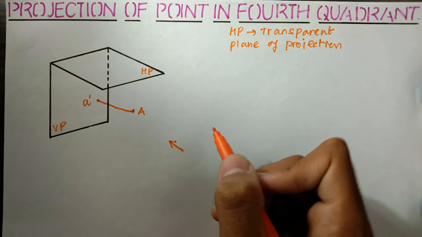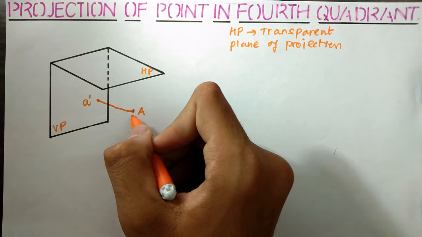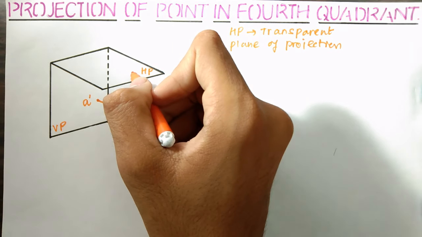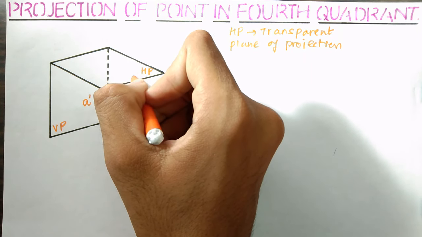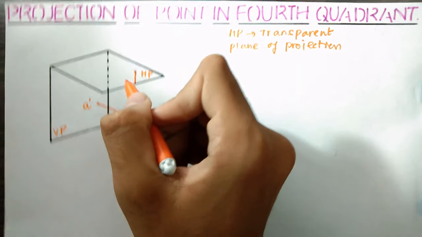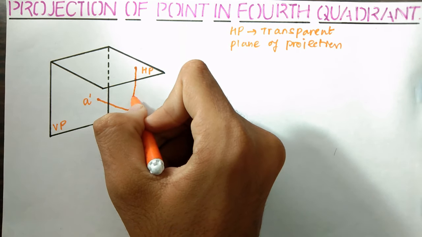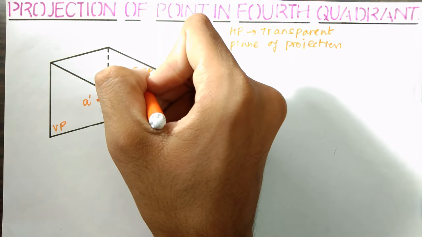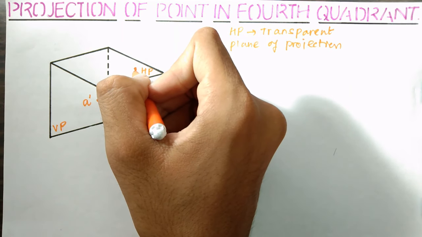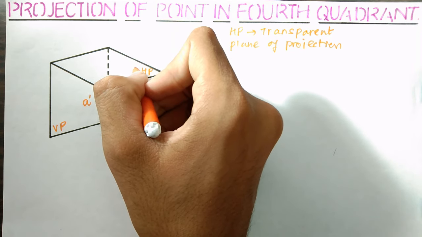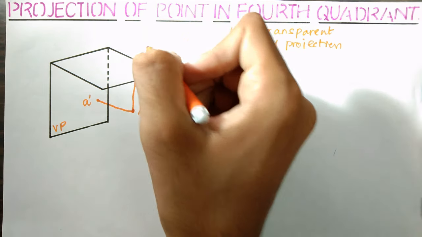Now, when an observer observes this point A from the top, we have a view intersecting the horizontal plane, which leads us to the top view. So let us draw the projector intersecting the horizontal plane in such a manner. It would intersect the horizontal plane at a point which leads us to the top view. It should be named as A.